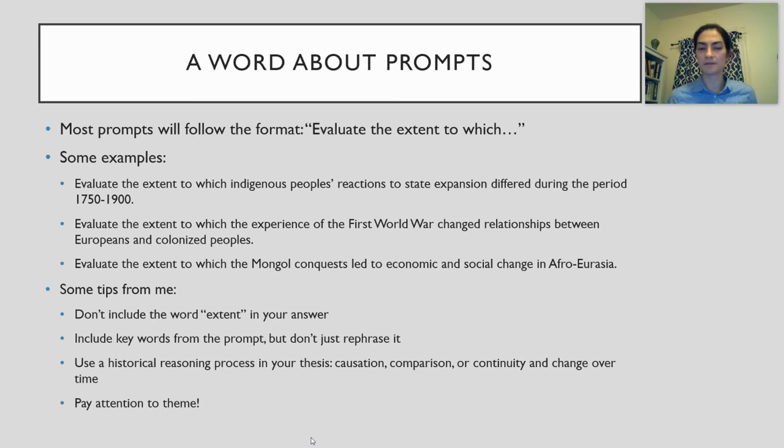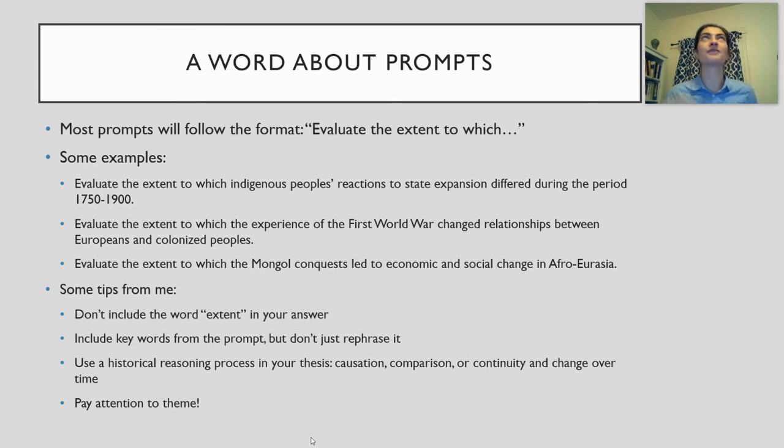One last tip. Pay attention to the prompt's theme words when they appear in the prompt. So if I'm looking at that third one, I really need to pay attention to the terms economic and social. That means I might have a really strong set of ideas about the extent to which Mongol conquests caused diffusion of religion and this new form of religious tolerance throughout the Mongol Empire.